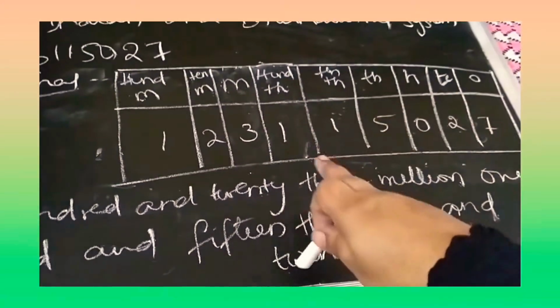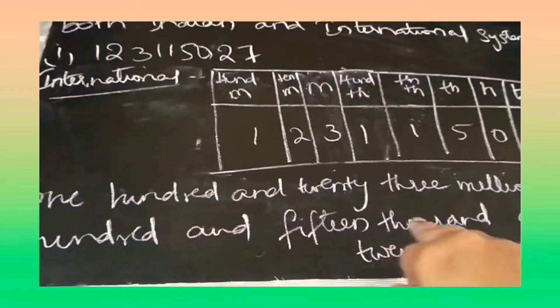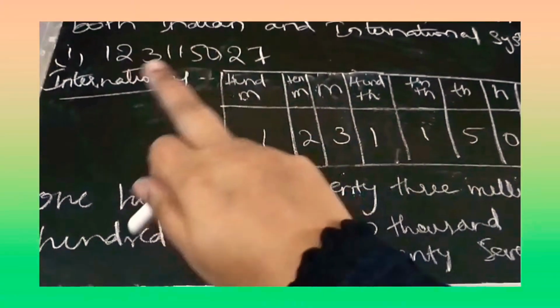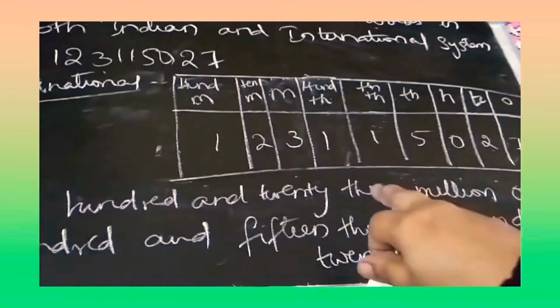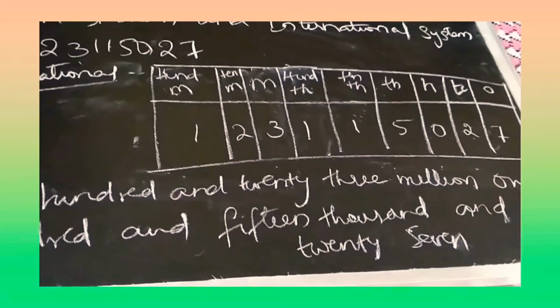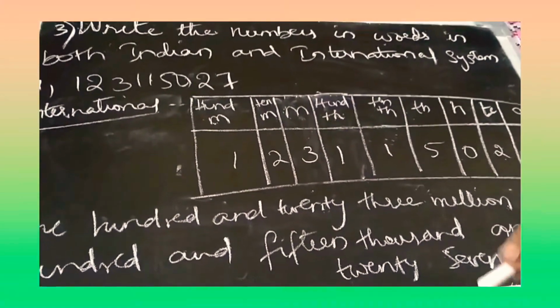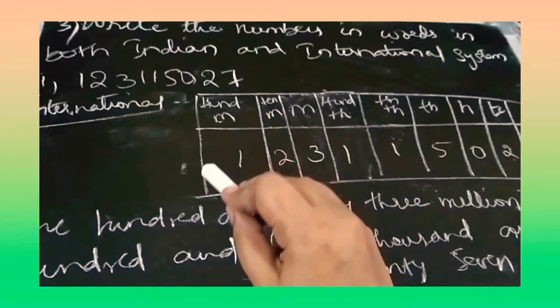Okay, then 115,000. Okay, 115,000 we are taking there. Then 0 to 7 is there. So what you have to write? And 27. Okay, if you want to put commas, you can put commas also.